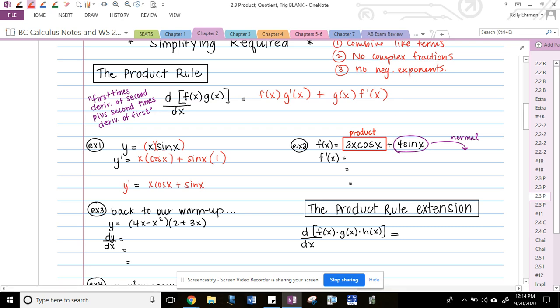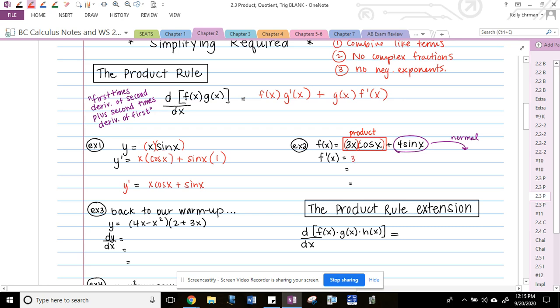For the next one, we have a product to begin, 3x times cosine x. Now, technically 3x is a product in itself, but constants can kind of come along for the ride. So 3x times cosine x. And then we have to remember we also need to take the derivative of this term, which is just 4 sine x. Okay, so 3x cosine x.